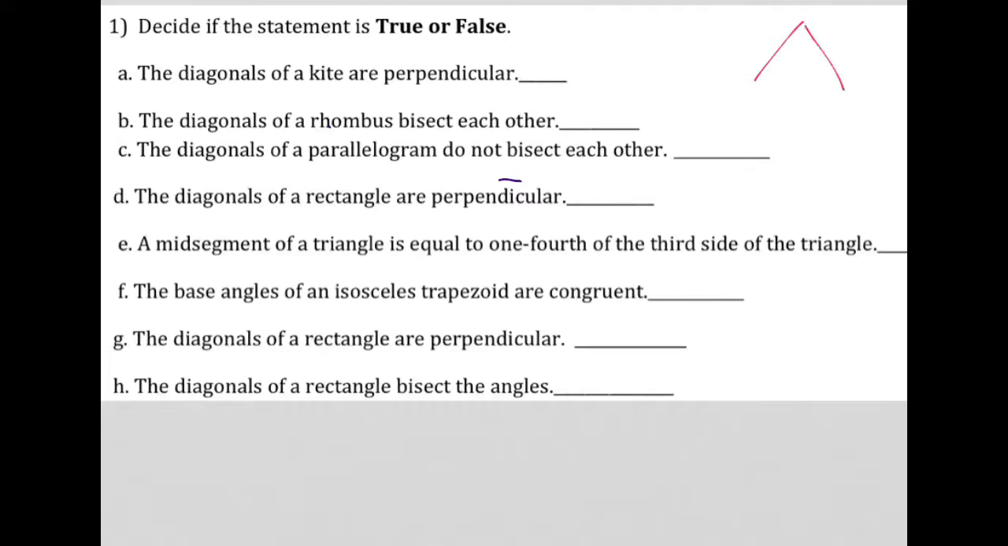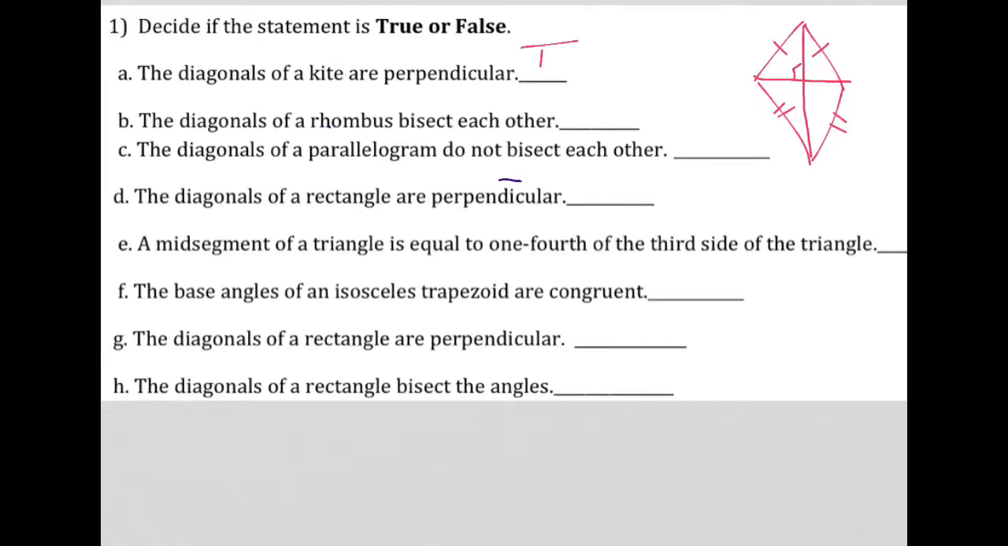That is indeed true. Remember that a kite is essentially two isosceles triangles plopped on top of each other. No parallel sides or anything like that, but we do know there are a bunch of special properties. That diagonal right there, connecting the two vertex angles, is the angle bisector of both those angles. That's a good thing to know. And then that second diagonal right there does indeed create perpendicular lines. So that is true.